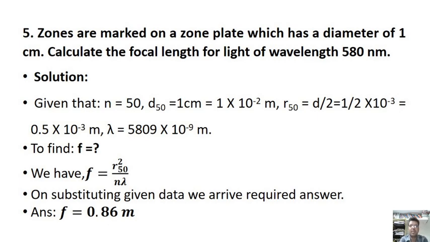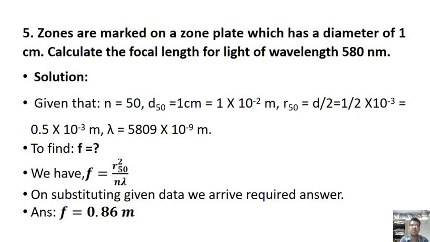So the given data: n is equal to 50 zones are marked on the zone plate. Next, d of 50 is equal to 1 centimeter, so that is 1 × 10⁻² meter.